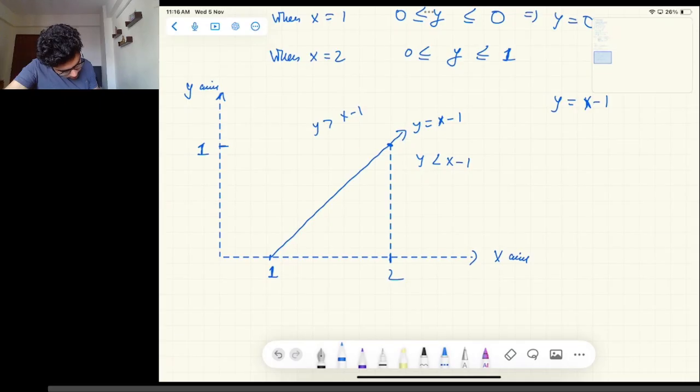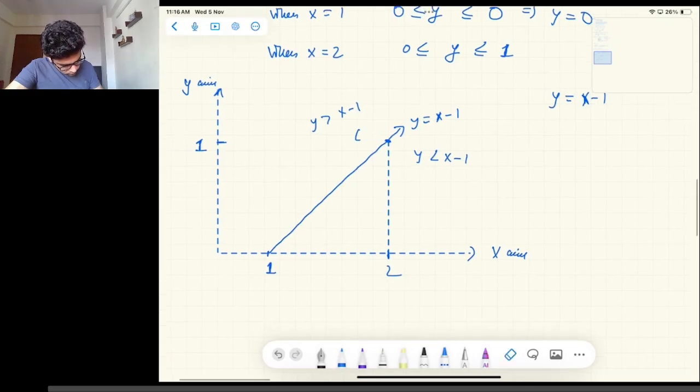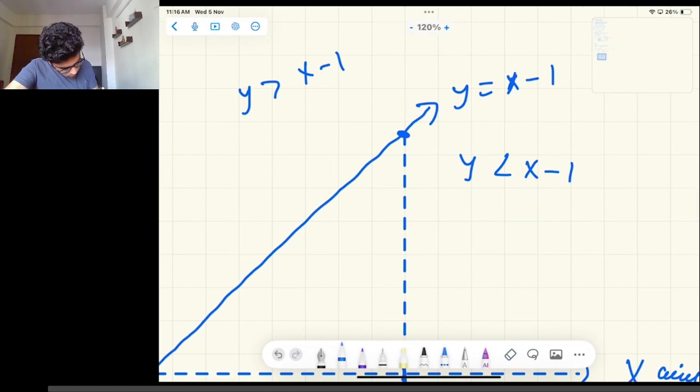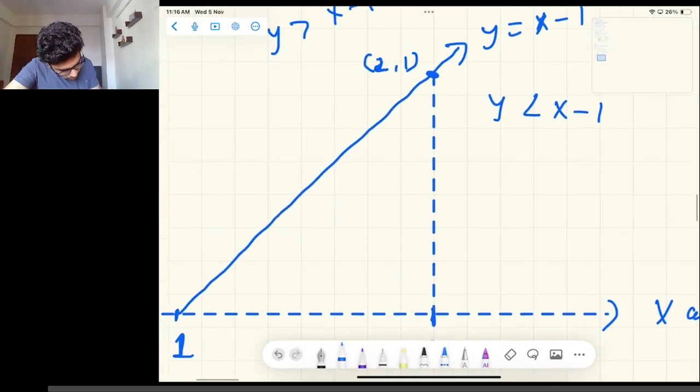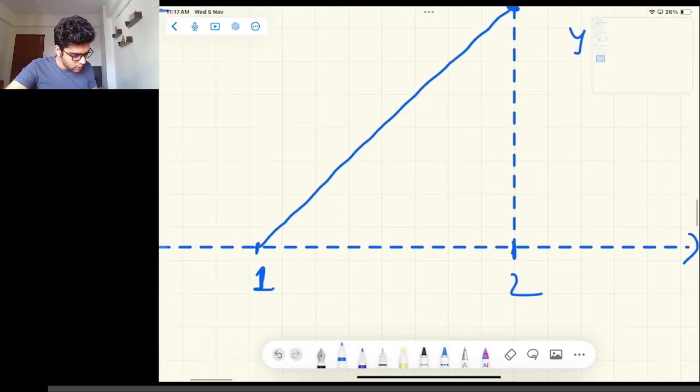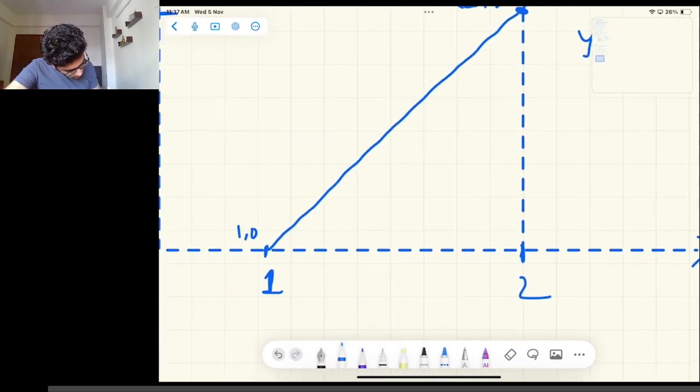So now I have this point. This point is 2 comma 1, right? I hope my 2 is clear to you. 2 comma 1, and this point is 1 comma 0, and this point is 2 comma 0.